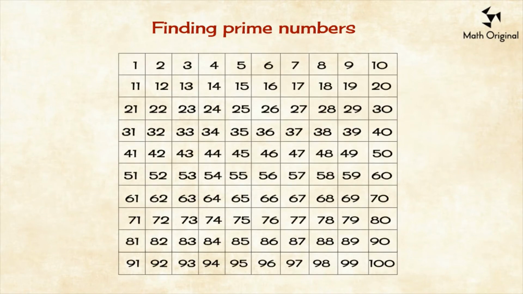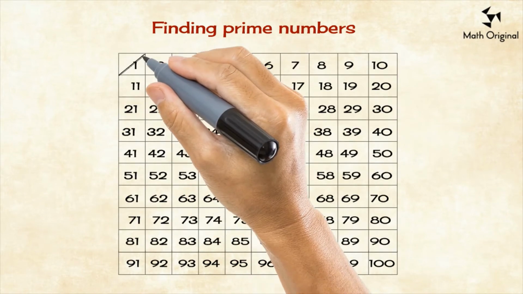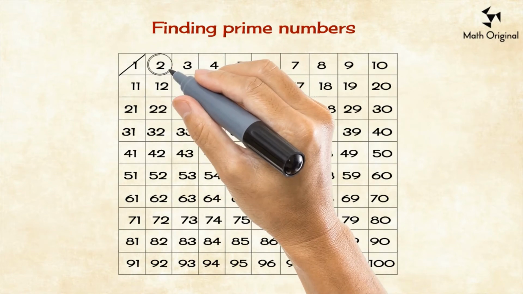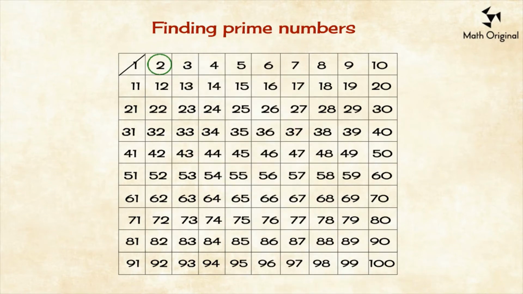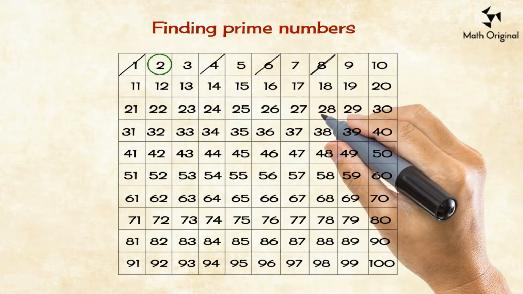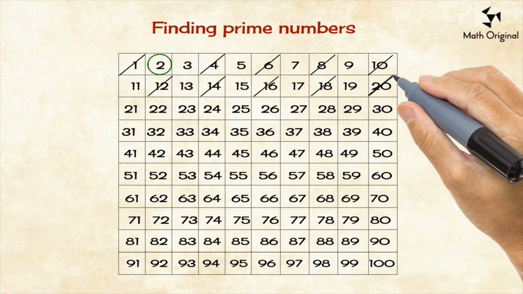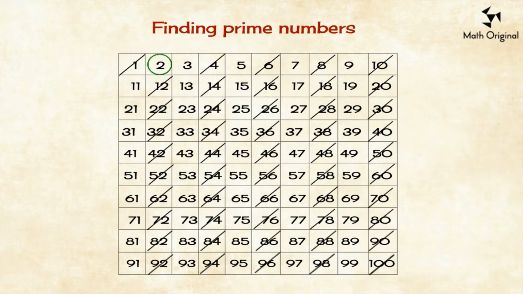Then, the first thing we do is crossing out the number 1 since it's not a prime number, because the only factor it has is the number 1 itself. Then, we circle the number 2 since it's a prime number and start crossing out all the multiples of 2 until 100, as 4, 6, 8, 10, 12, 14, 16, 18, 20 and so on until the 100.